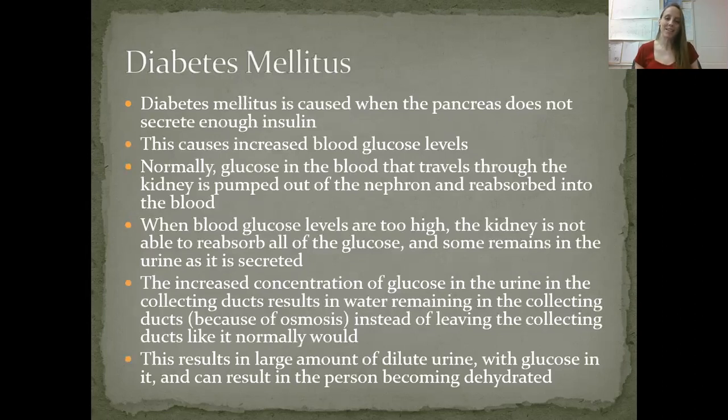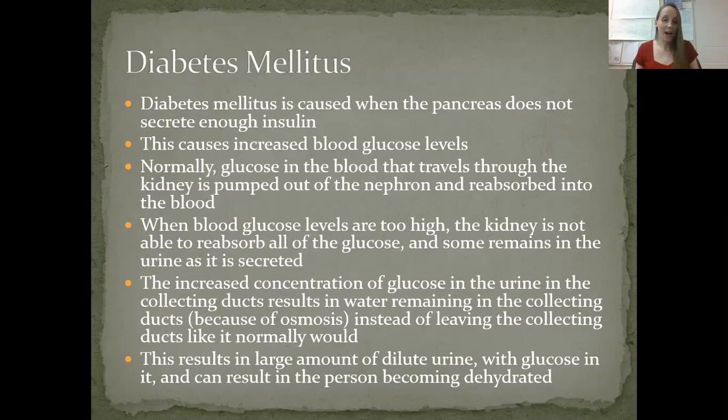Diabetes mellitus, on the other hand, is caused when the pancreas doesn't secrete enough insulin. This is going to cause your blood glucose levels to go up. Normally, glucose in the blood is going to travel through the kidney. It then gets pumped out of the nephron and reabsorbed back into the blood. But if blood glucose levels are too high, the kidney is just not able to reabsorb all of it, and it ends up just staying in your urine, which shouldn't happen if you're healthy. If you're totally healthy, there should be no sugar in your urine.